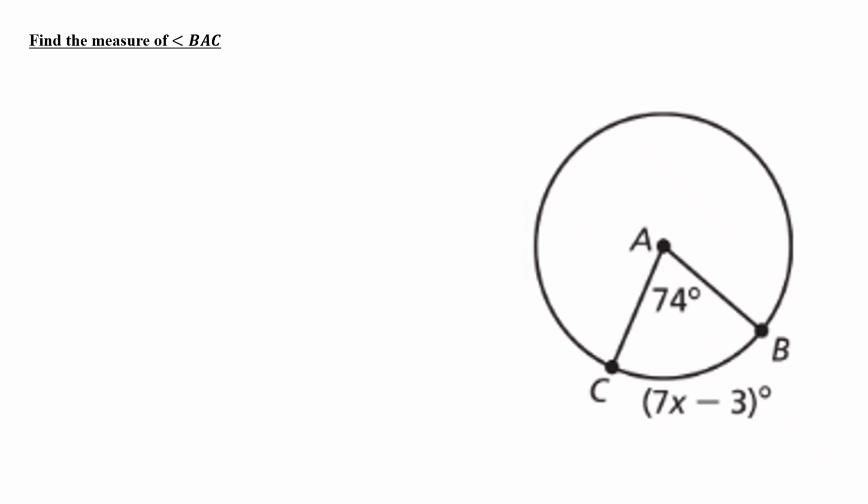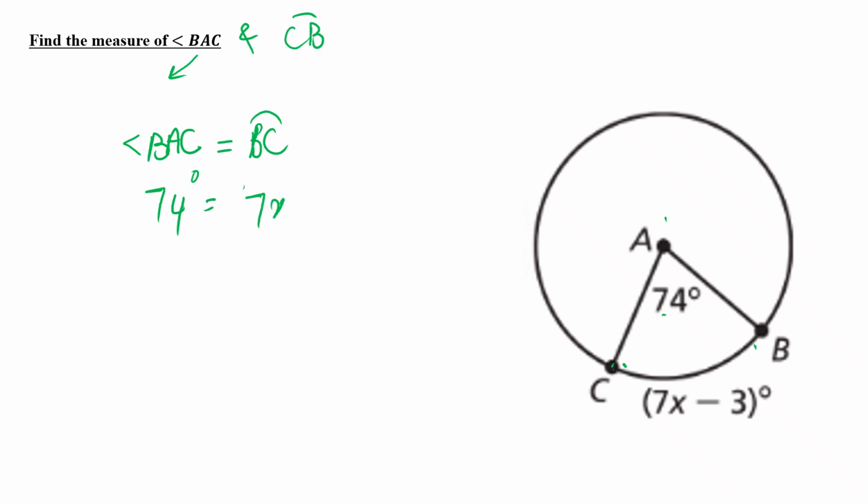Find the measurement of angle BAC. Okay, so what is angle BAC? We know already, and arc CB they are asking us. So the measurement of angle BAC is already, we know, that is 74 degrees. And the arc CB, this is the intercepted arc opposite to the central angle. So we can say that angle BAC is equal to arc CB or BC. So angle BAC is 74 degrees and arc BC is 7x minus 3.